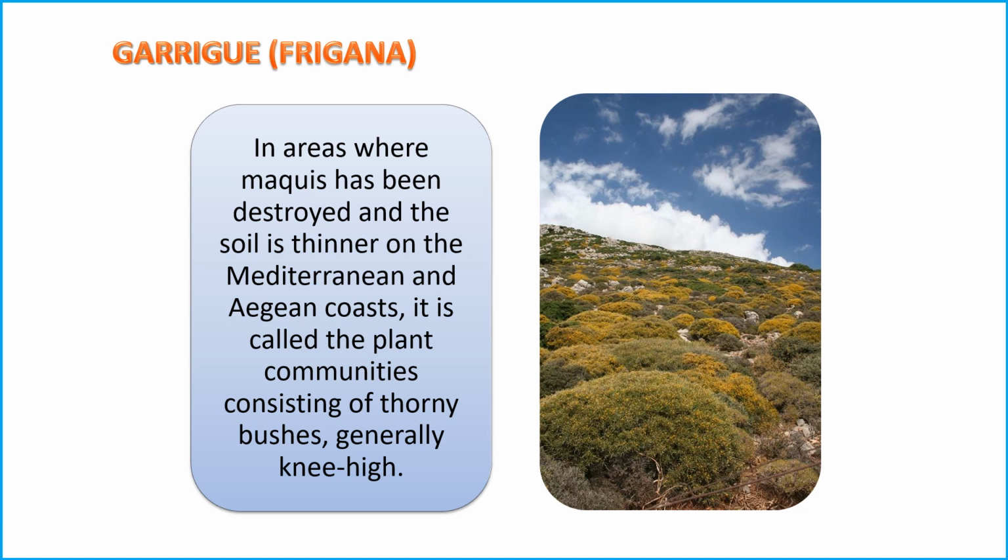2. Thorny bushes. The vegetation in pseudomaquis is characterized by the presence of thorny bushes, which are often knee-high. These may include shrubs and plants adapted to the disturbed conditions of the environment.